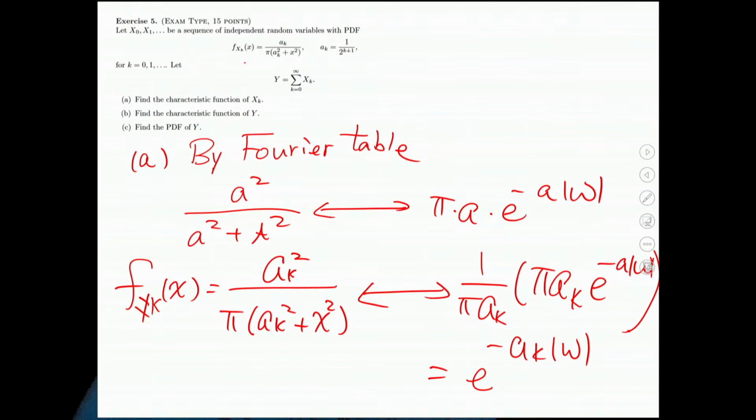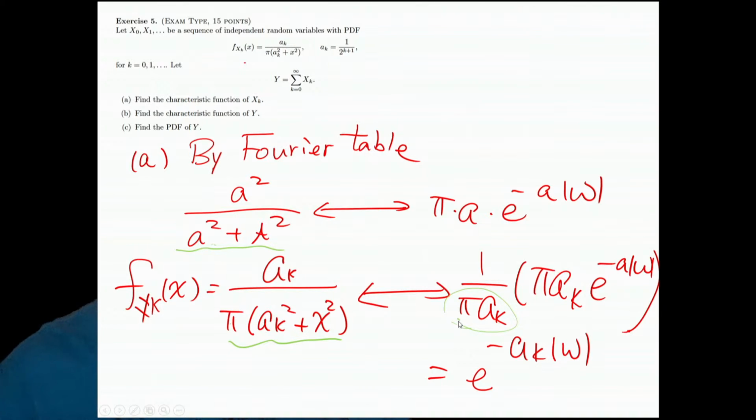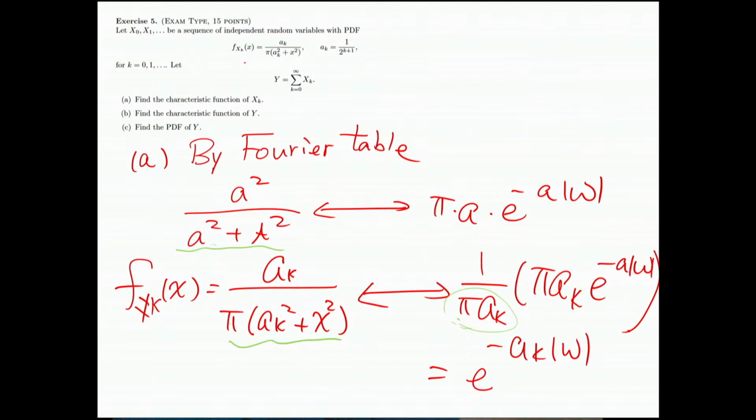You just compare this form and this form. Since they don't have pi, I put the pi outside, and since they have a squared and I don't have a squared, I multiply by a squared and compensate it in the denominator. That's the characteristic function of xk. And how about the characteristic function of y?